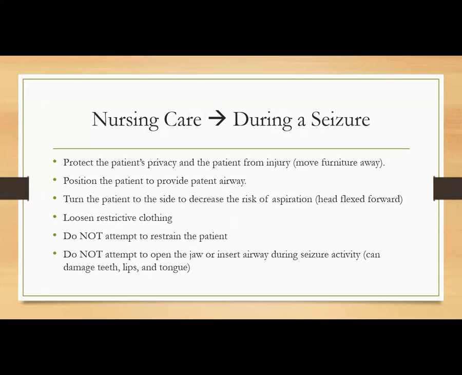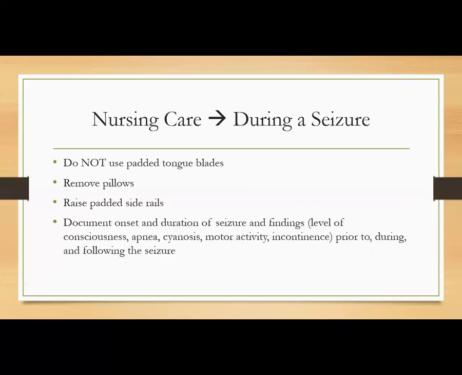Position the patient to provide a patent airway. So making sure that they are turned to the side to decrease that risk of aspiration, and then that head flexed forward. Loosen restrictive clothing. Do not attempt to restrain the patient, so do not try to tie them down. Do not attempt to open the jaw or insert an airway during seizure activity. So while the patient is actively seizing, don't put anything in their mouth. This can damage teeth, lips, or tongue. Do not use padded tongue blades.